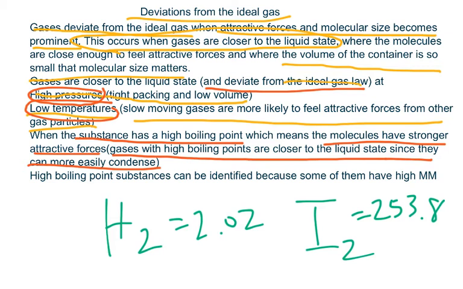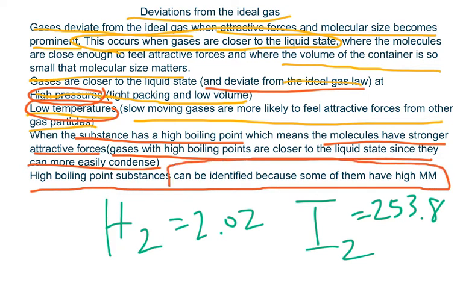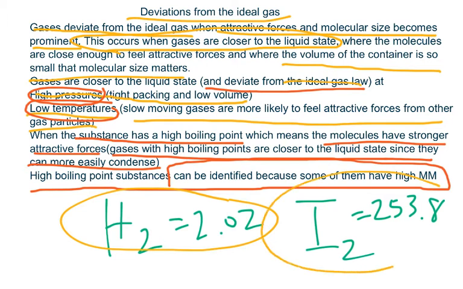So, looking at covalent molecules, high boiling point substances can be identified because some of them have high molar masses, and this usually applies to molecular compounds. So, for example, H2 has a low molar mass, so it won't deviate from the ideal gas law. Now, on the other hand, iodine gas, well, let me just write the states there just to be specific. Iodine gas has a very high molar mass, and things with high molar masses tend to have high attractive forces, since that's what it means to have a high boiling point.